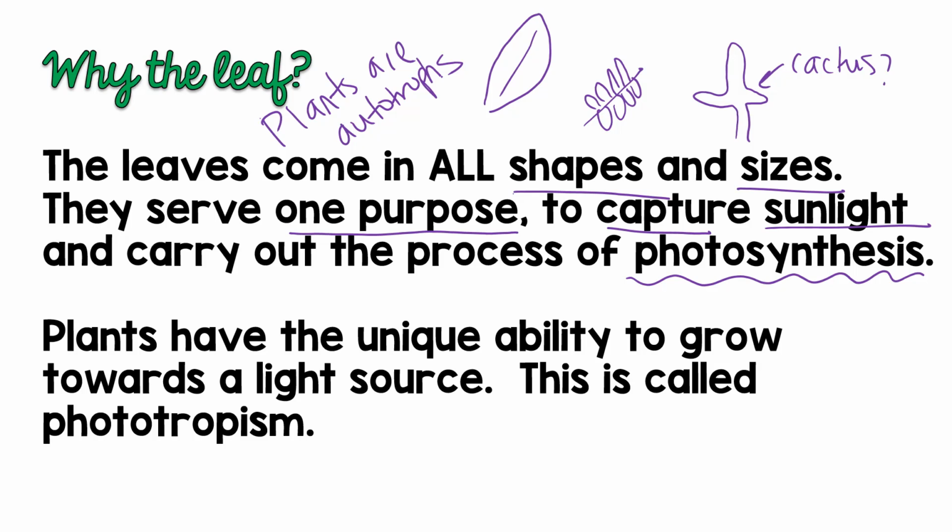All right, so plants also, because of their need for light, have this unique ability to grow towards light, and we call this phototropism. So if you put a plant by a window, right, you're going to see that the plant's going to eventually start growing towards the light, and this is so that it can capture as much light as possible in order to be able to continue on with the process of photosynthesis.